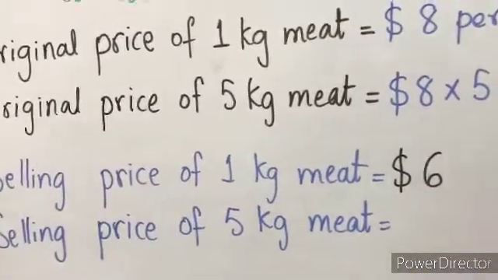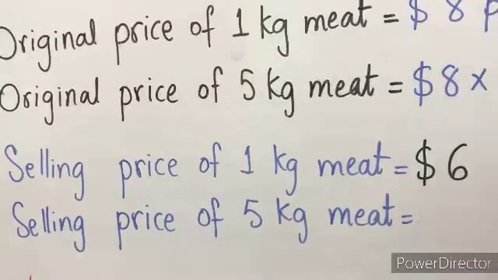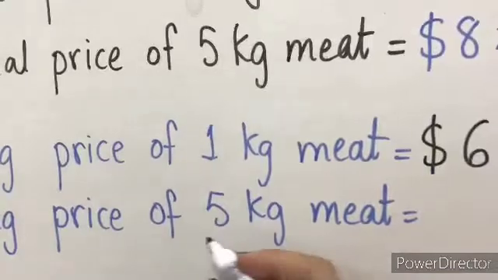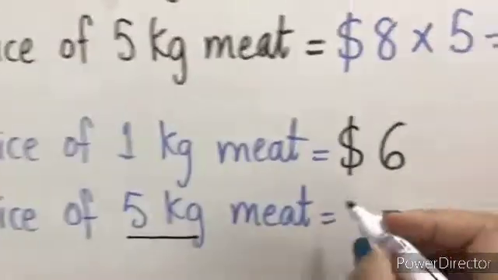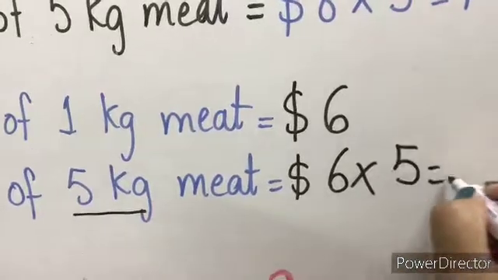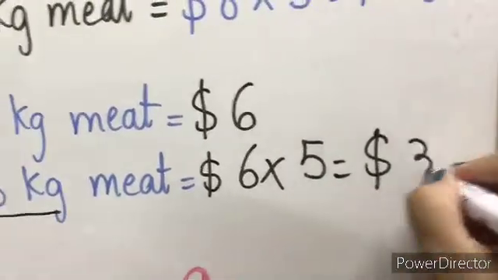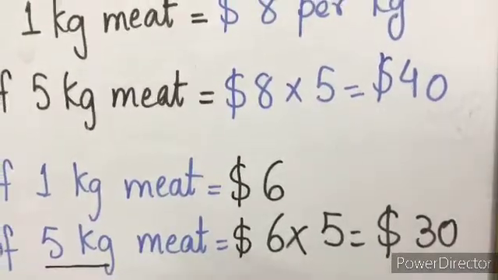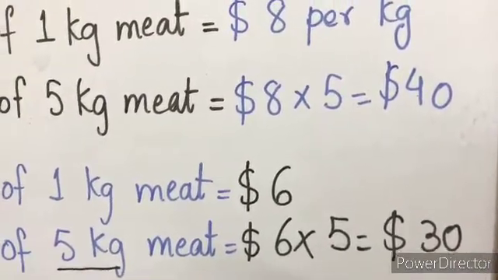$6 was the selling price of 1 kg meat. Now, what will be the total selling price of 5 kg meat? Simple. $6 multiplied by 5. 6 5s, excellent, 30. So, $30 will be the selling price of 5 kg meat.